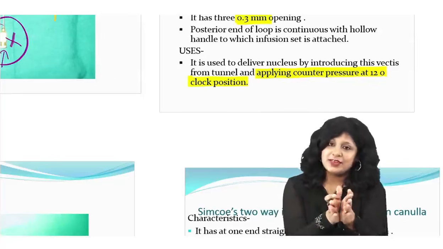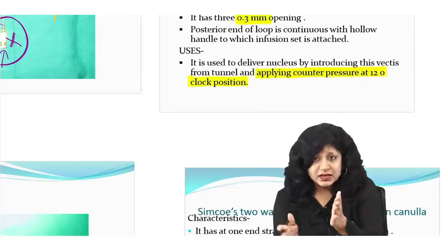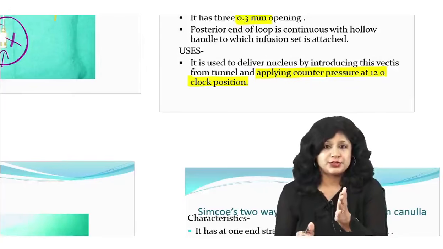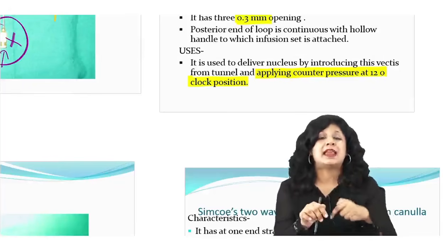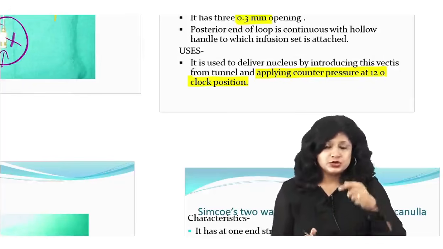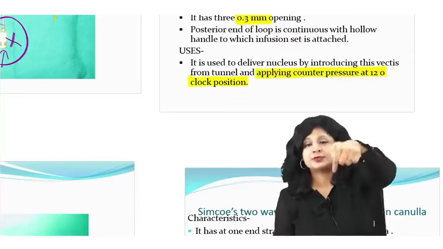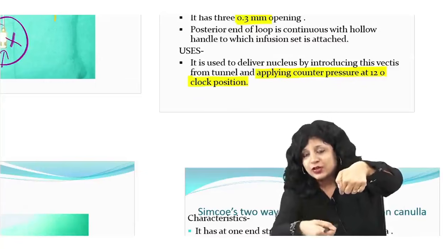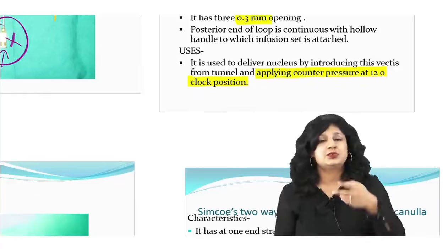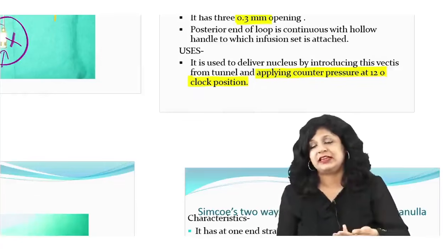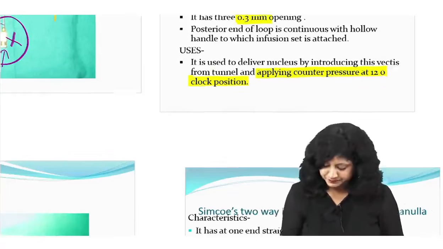They can ask you why it was used at 6 o'clock position and why this is used at 12 o'clock position. So basically this is used to deliver the nucleus by applying the counter pressure. In case of the lens expressor, you are putting the direct pressure at 6 o'clock position in this way and that hook is helping to express. But here when you are using the infusion, you are using the counter pressure technique and you are infusing at 12 o'clock position. All right.